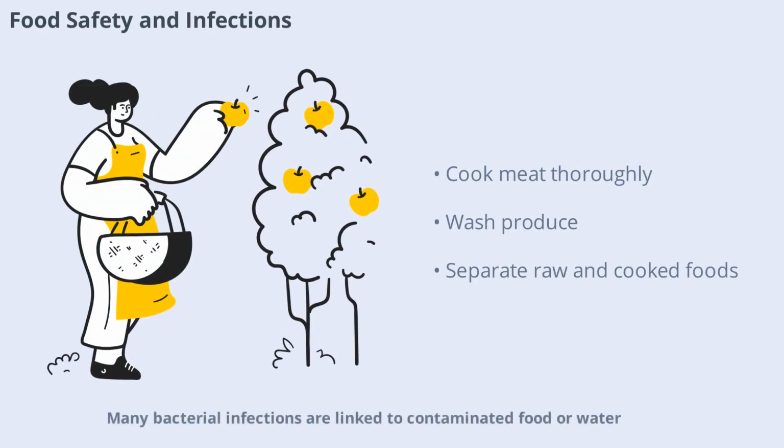Many bacterial infections are linked to contaminated food or water. Practice safe food handling by cooking meat thoroughly, washing fruits and vegetables, and keeping raw and cooked foods separate. Clean kitchen surfaces and utensils regularly. These habits help prevent foodborne illnesses and keep your family safe.